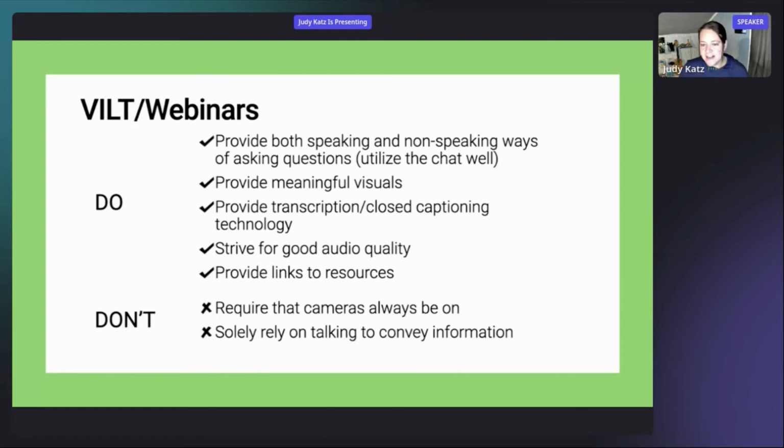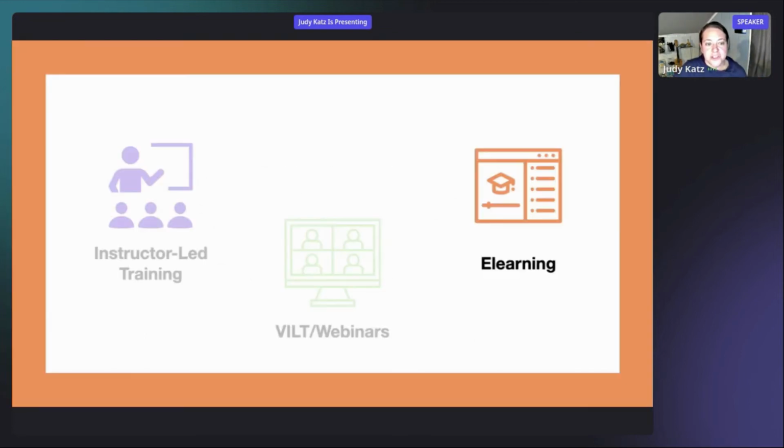And I understand why trainers don't like that. I understand why you like to see faces. But requiring that the camera always be on can be a very distracting thing. And then of course have some ways of conveying information other than just talking.